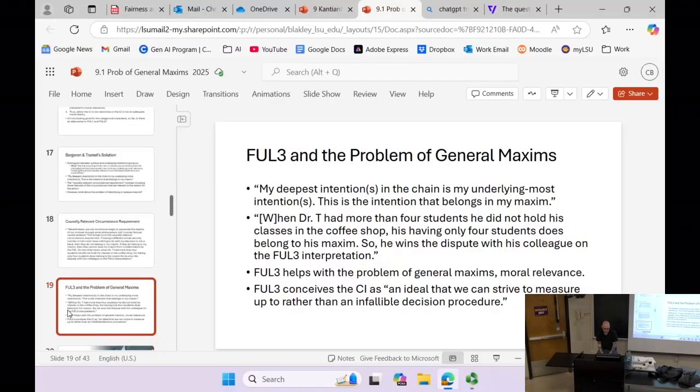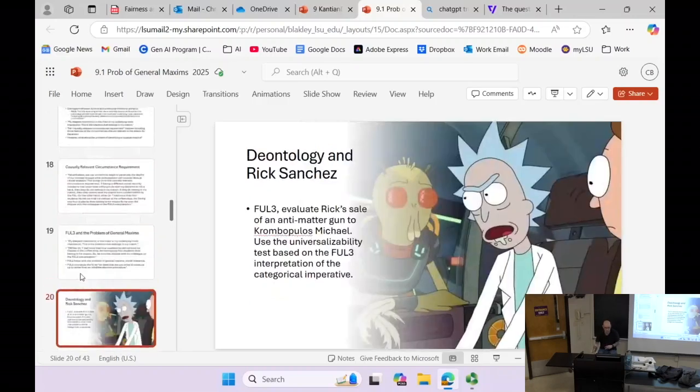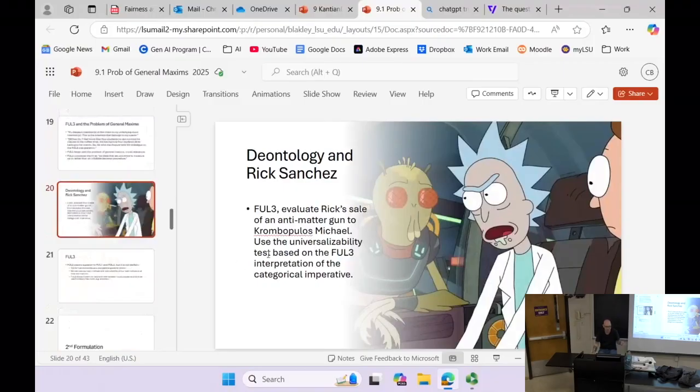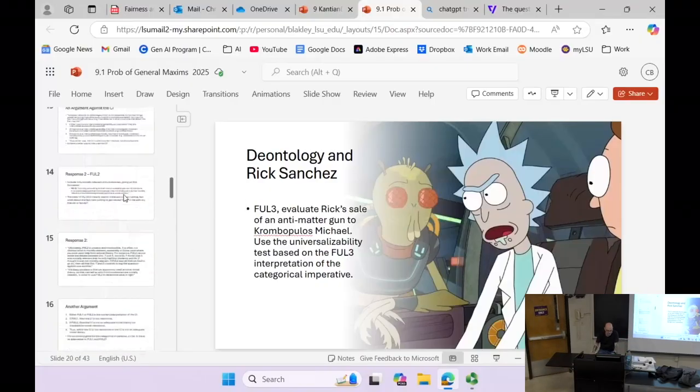When Dr. T had more than those 4 students, he didn't hold that class there again. So that was a morally relevant fact to his moral reasoning in that scenario. So it helps us solve that problem and gives us an idea about what's morally relevant. So we don't need that second theory like we would if we just went with the second interpretation of the universal law. So we could do this with Rick Sanchez, whether his maxim is to sell antimatter guns to an unethical assassin for chips and blitz tokens, entertainment money, right? So those would all be relevant in his maxim and would have to go in it.